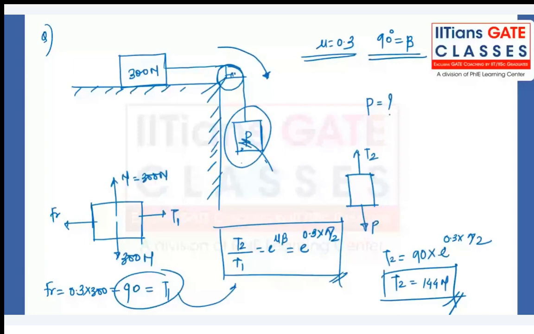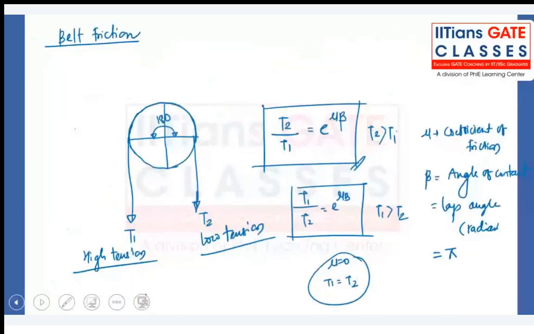Ganesh, what is your question? I didn't understand. Low tension by high tension? Whatever the formula I have given to you, it is high tension by low tension. If T2 is greater than T1, this is the formula. If T1 is greater than T2, this is the formula. So the formula is for high tension by low tension. Don't consider T1, T2 stuff. Just consider high tension by low tension is equal to e to the power mu beta, and give terms accordingly. Any other doubt? Is it clear to you all?